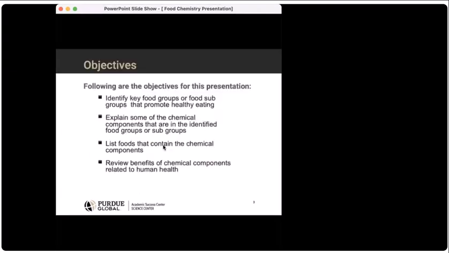So following are the objectives for this presentation. We're going to identify key food groups or food subgroups that promote healthy eating. We're going to explain some of the chemical components that are in the identified food groups or subgroups. We're going to list foods that contain the chemical components, and then review some of the benefits of those chemical components related to our human health.